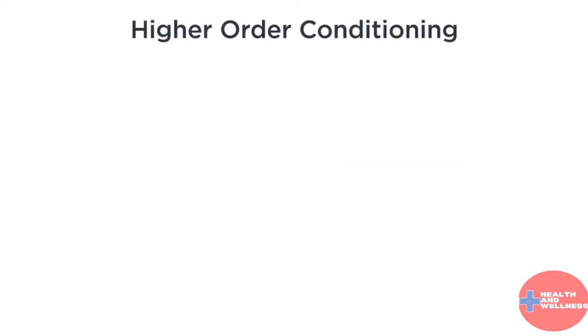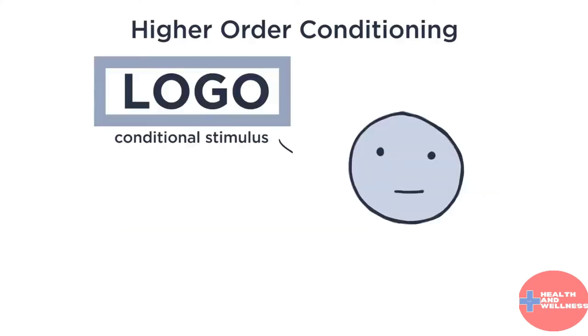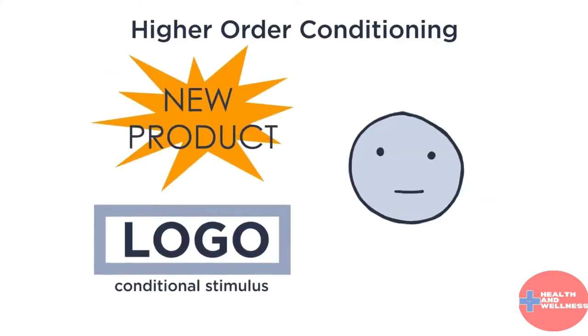Note that advertising can also often make use of higher order conditioning in which a conditional stimulus is used as an unconditional stimulus for another conditional stimulus. For example, a company's logo can be associated with a new product so that the new product promises the same feelings associated with the logo.